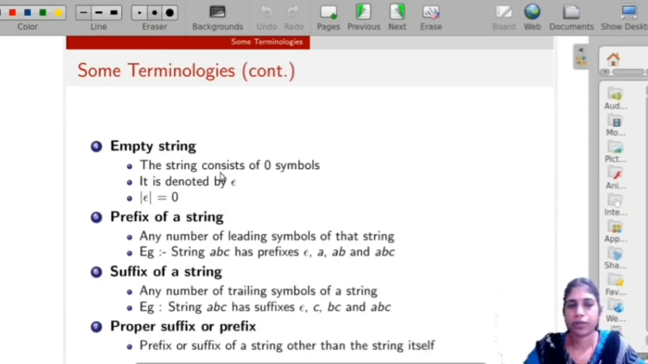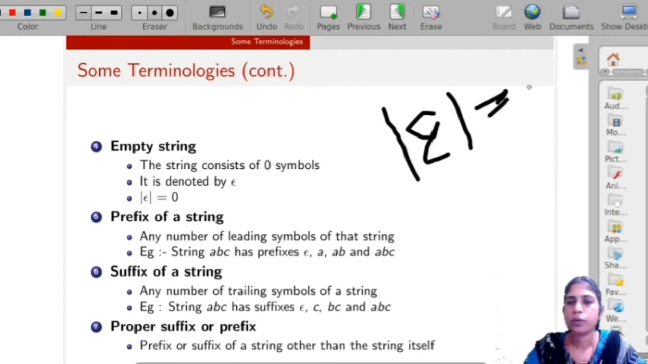Next is the empty string. Empty string means the string consists of 0 simples, and it is represented by the symbol epsilon. Length of epsilon is equal to 0, that means the number of simples in that empty string is 0. So an empty string is a string consisting of 0 simples, represented by epsilon.